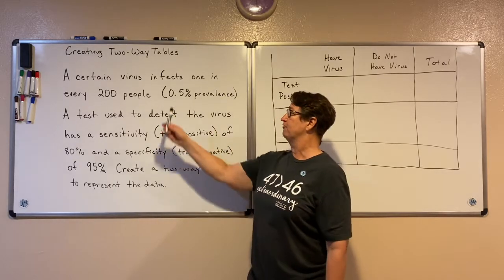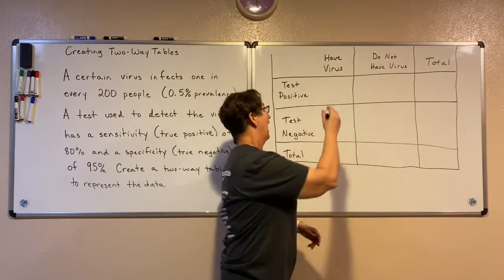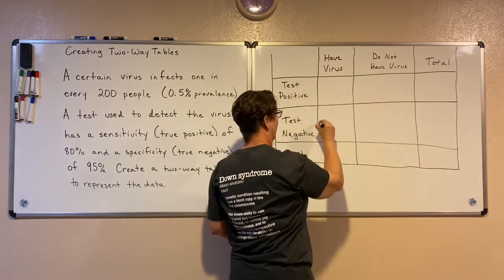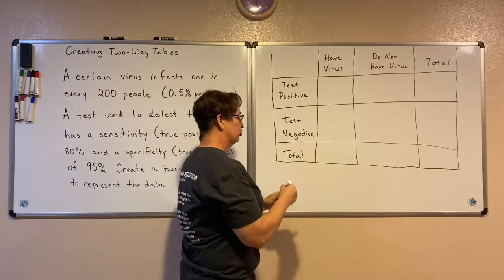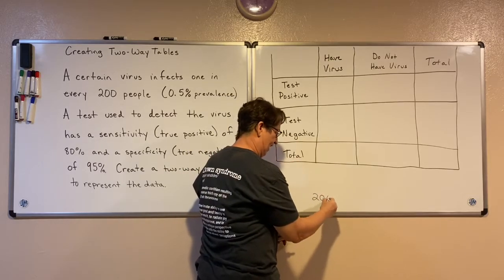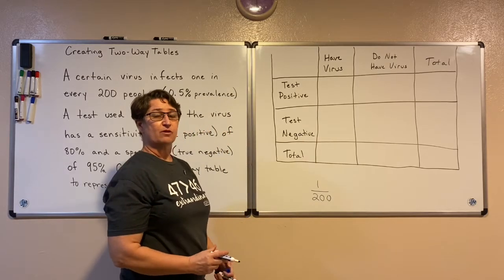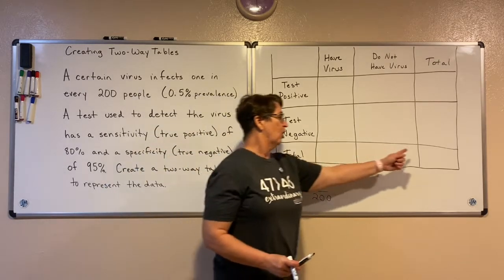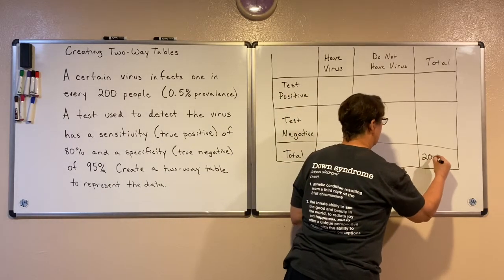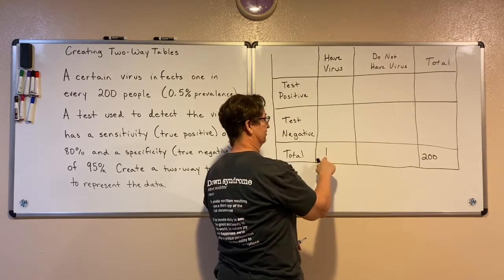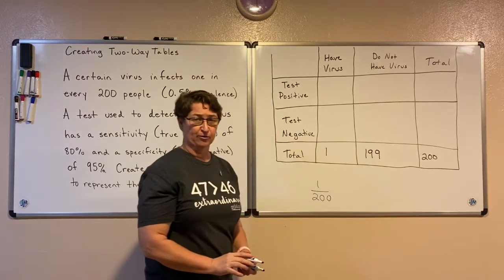First of all, I know that the virus infects 1 in every 200 people. So how many people have the virus? Well, it depends on my population. So if my population is a population of 200 people, then I know 1 of those people has the virus. So I could put 200 in my total, and 1 would have the virus. That means that 199 of those people would not have the virus.